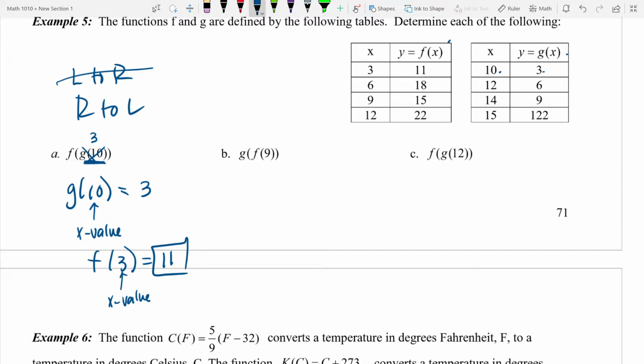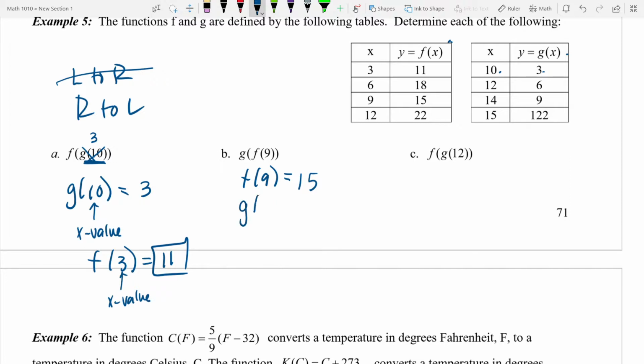Okay, let's do the next one. Right to left, f of 9. The 9 is an x value. Go to the f of x table, which is the one on the left. Go to an x value of 9. Everybody in the room, what's that equal to? 15. So now I know f of 9 is 15.